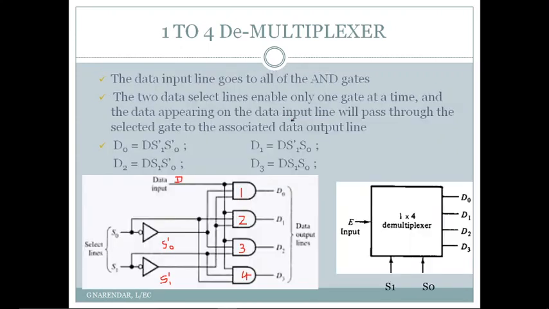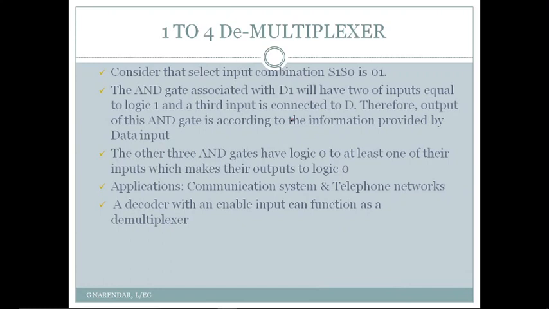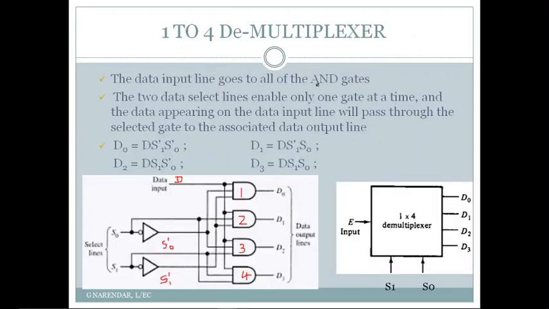And now we'll look at how we verify whether the selection of the particular output line is done properly or not by applying a particular set of selection inputs. So we'll assume that the select input combination S1 S0 is 0 1. Assume that S1 equals 0 and S0 equals 1. So we'll assume this particular combination.